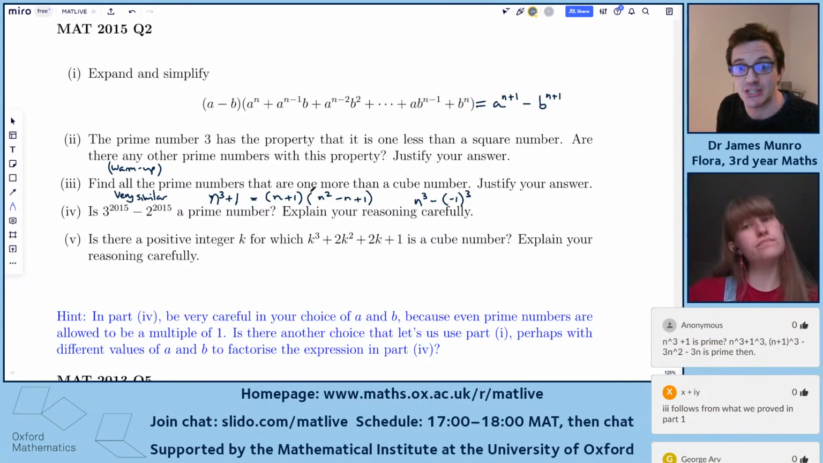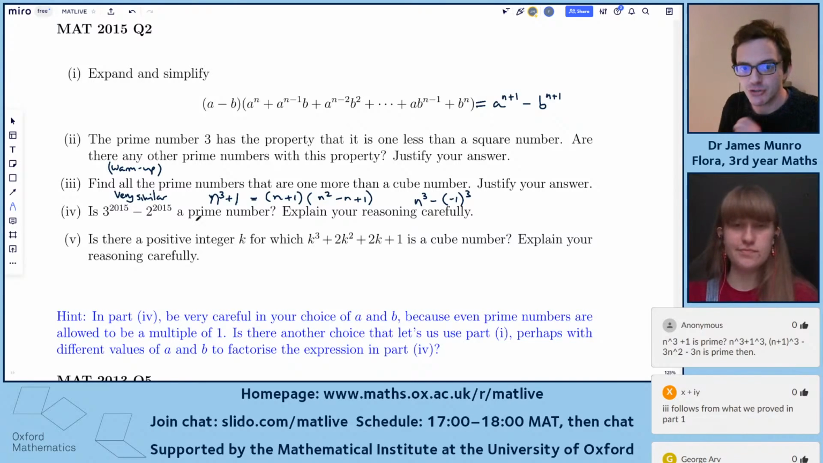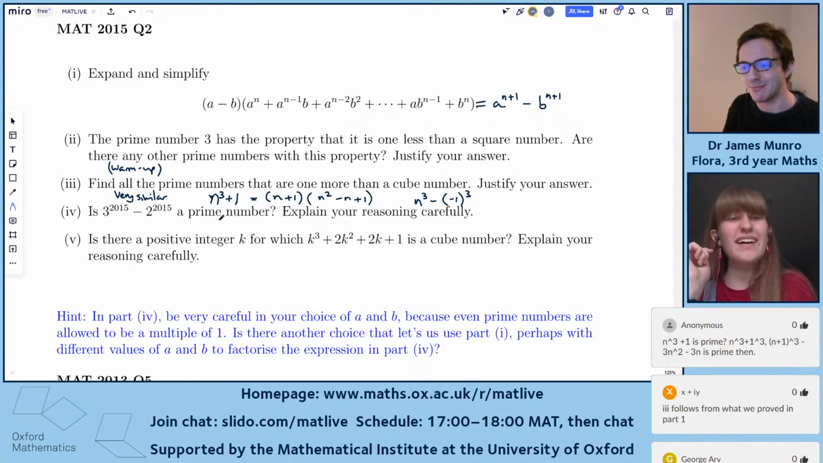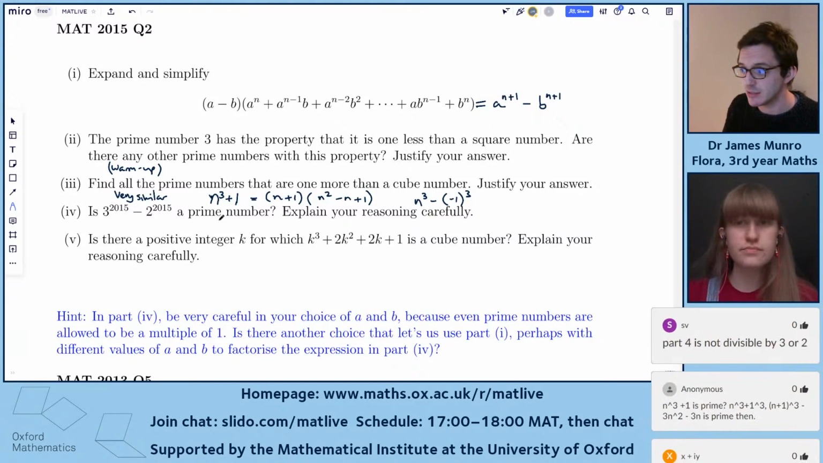So, part 4 of this question is fun. This question's from 2015. Is 3 to the power of 2015 minus 2 to the power of 2015 a prime number? You should really, really not try to work out this number. It's very big. Explain your reasoning carefully. That sentence is in there so that you don't just say, nope, and walk away from the question. Because it's important to explain your reasoning here carefully, because it's possible to get too excited and to spot.